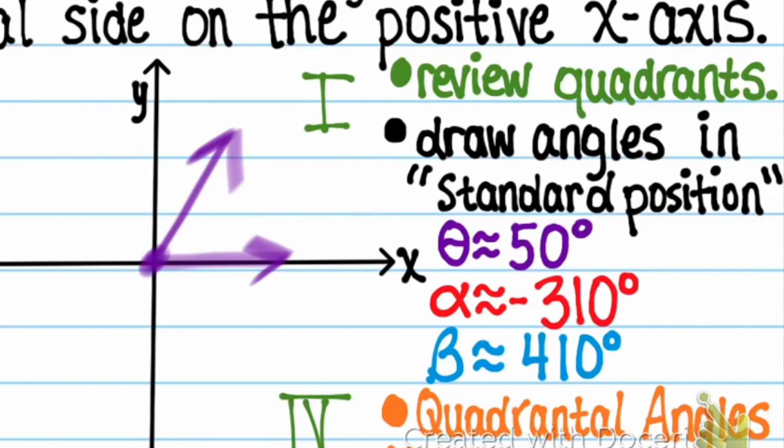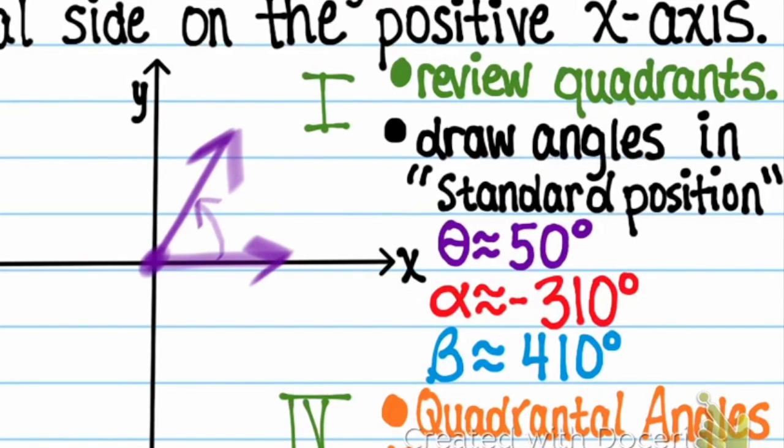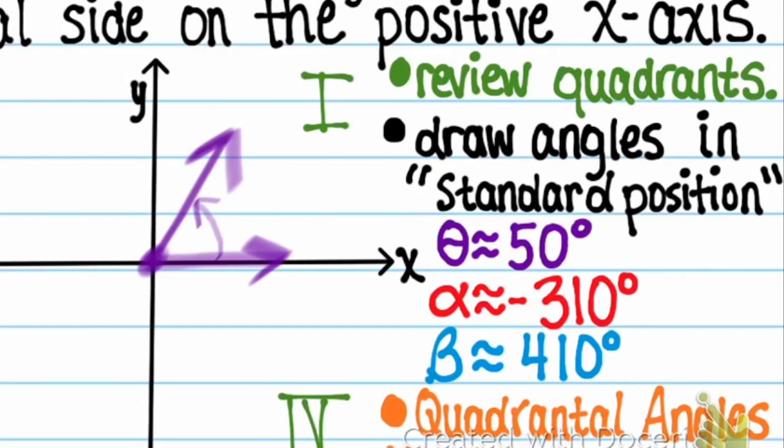Since I know that the positive y-axis would bring me to 90 degrees of right angle, and I also know that 45 degrees is half of 90, I know to draw my 50-degree angle a little bit further than halfway through quadrant 1. Drawing the initial side and terminal side is actually not enough.